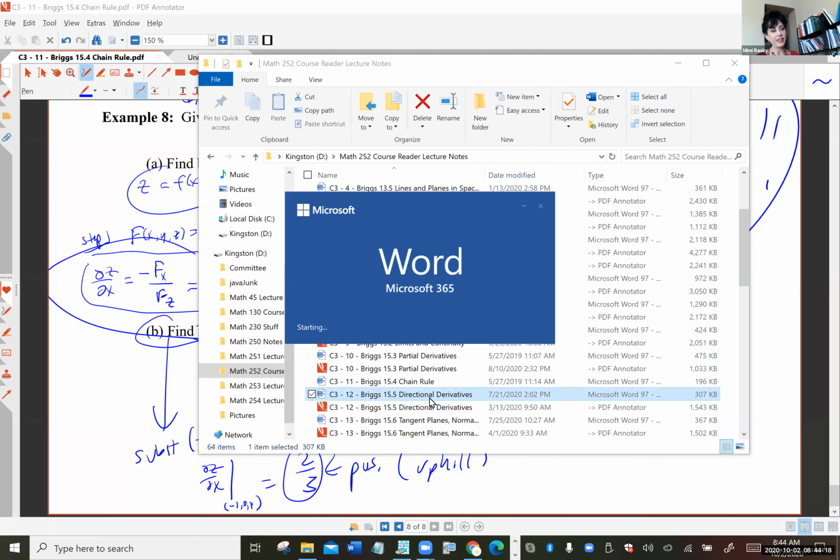Cool. And this is a new type of derivative, and it is called the directional derivative. Surprise, surprise. And that happens to be part of the title of today's lecture. Awesome. So this is exciting.